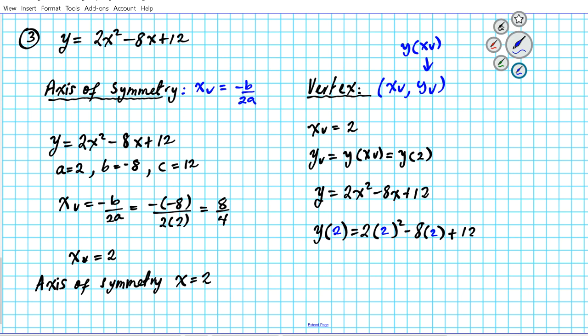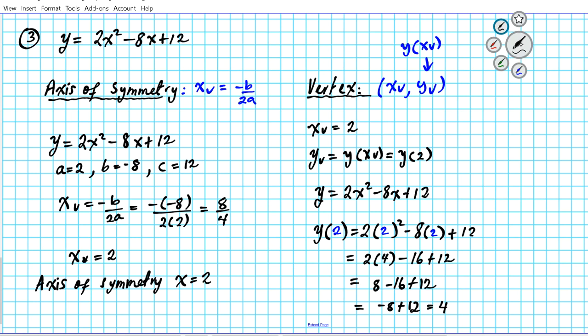Now we're going to use the order of operations, Please Excuse My Dear Aunt Sally, to do this. So we'll do the powers first. So it's 2 times 4. And then we can multiply these together. Minus 16 plus 12. Multiply before we add and subtract: 8 minus 16 plus 12. And then 8 minus 16 is negative 8, plus 12, which is 4.